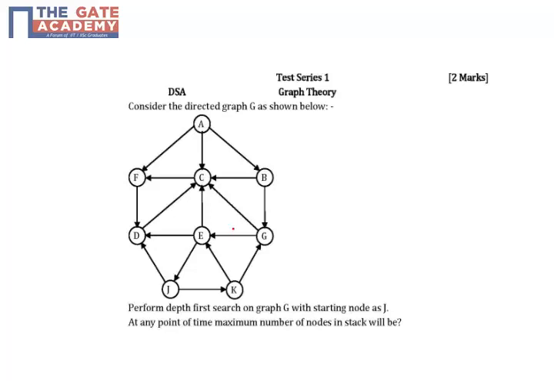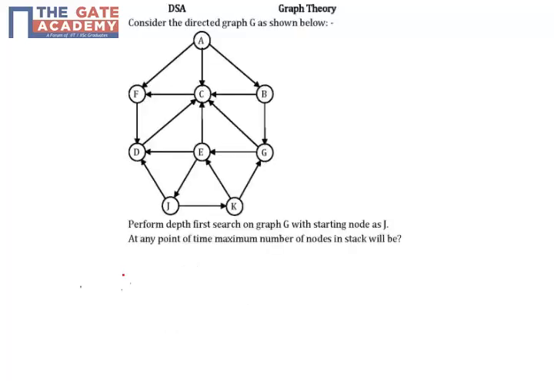At the very first step, I'll have to push j into my stack. This is my stack, and j I'll push into the stack. After pushing this, I will process j, and in the second step I'll push all the neighbors of j. So j will be popped from the stack and processed according to depth first search, and all the neighbors of j will be pushed onto the stack.